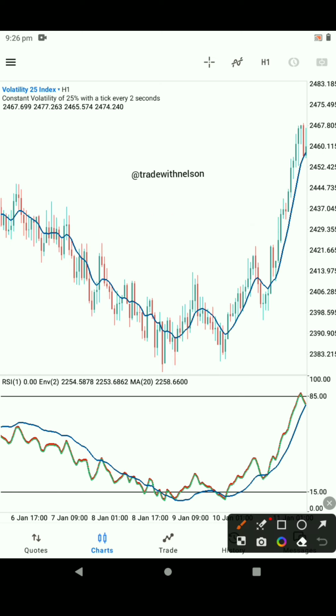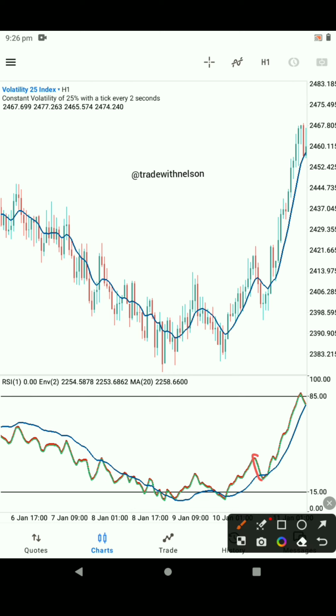So you can see over here, this is volatility 25. Market forced to the downside, pushing the moving average and the envelope into the 15 level. You see the cross below the 15 level. You want to see the moving average goes above the 15 level. You see that it remains below the 15 level at this point. So you see it dips inside again and also goes above the 15 level at this point.